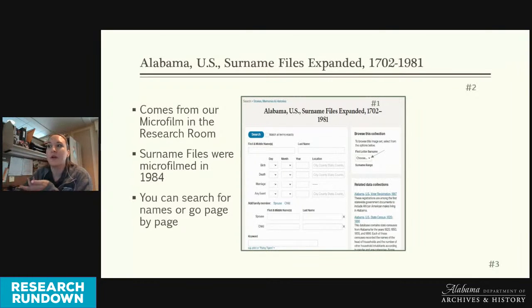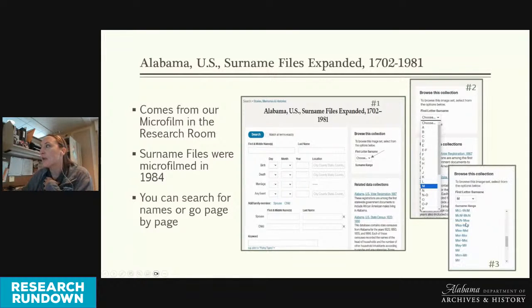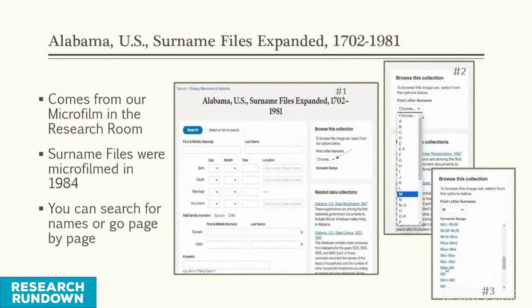Some people want to go page by page. So if you wanted to do that, you see this little browse this collection area. You would click on that for your drop down. And when you did that, you could select the letter you wanted. So we're going to select M. And then it would give you these options where then you could click on whichever one you wanted.